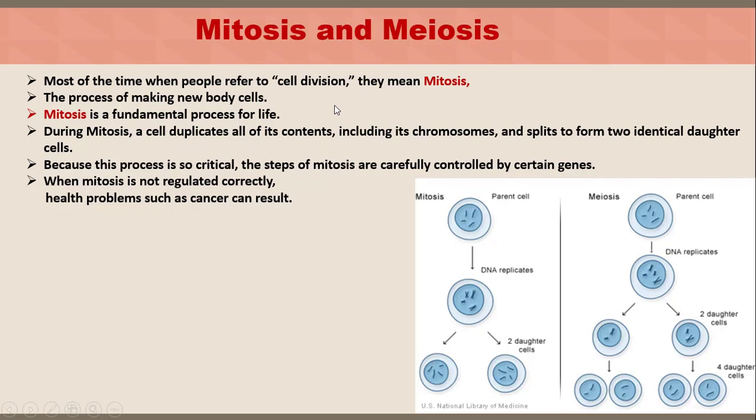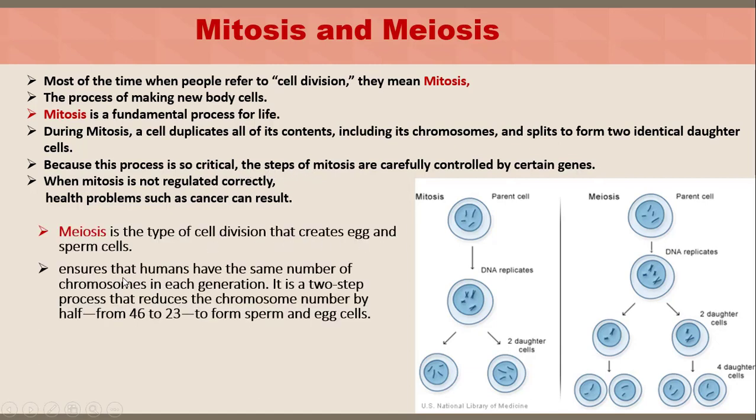Because this process is so critical, the steps of mitosis are carefully controlled by certain genes. When mitosis is not regulated correctly, health problems such as cancer can result. When it comes to meiosis, meiosis is the type of cell division that creates egg and sperm cells. It ensures that humans have the same number of chromosomes in each generation.